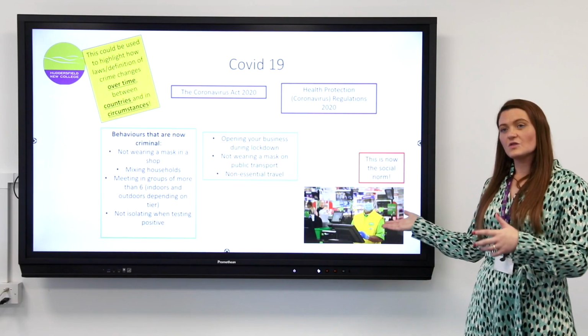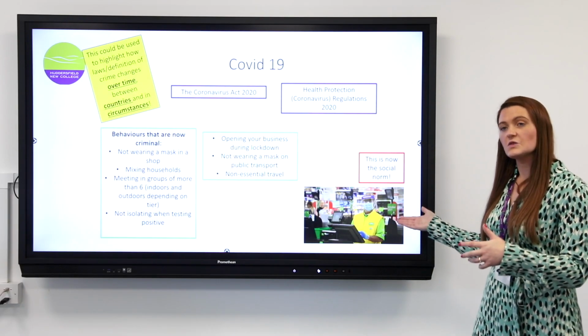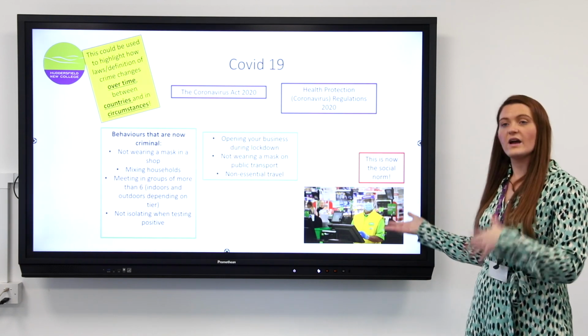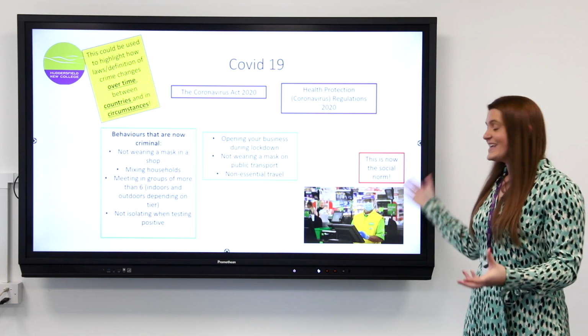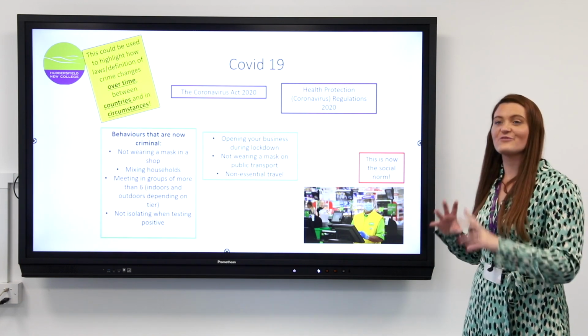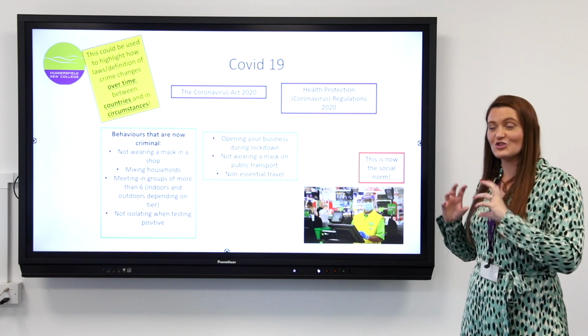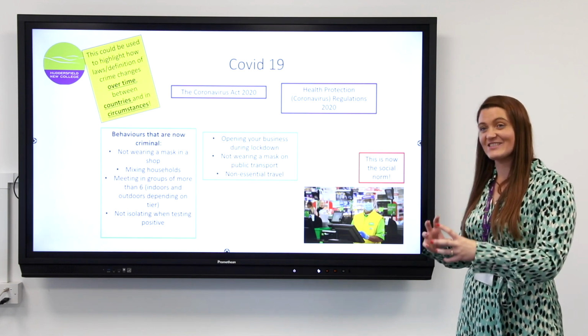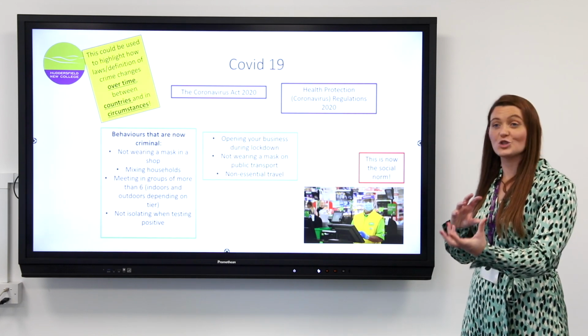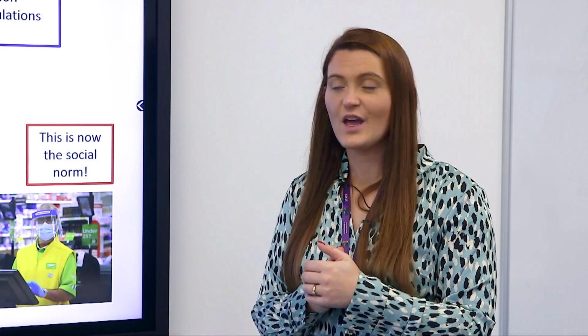This is now a social norm, isn't it? When you walk into a supermarket, you expect to go up to the cashier and you expect to see them wearing a visor or a mask. This is a new social norm, and social norms and the definition of crime are very much linked because the social norms and the expectations of society feed into what we think should be criminalised and what should be decriminalised.